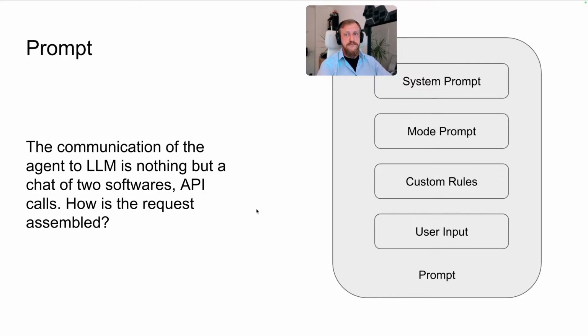I will jump back. It is very important to understand how communication of an agent with the model happens. It's nothing but a chat of two software: API call, request, response. How is the request assembled? Well, part of the request you just saw, we analyzed it. And then the second part of the communication of the agent is the system prompt. There are parts of a system prompt and mode prompt that are important to understand.